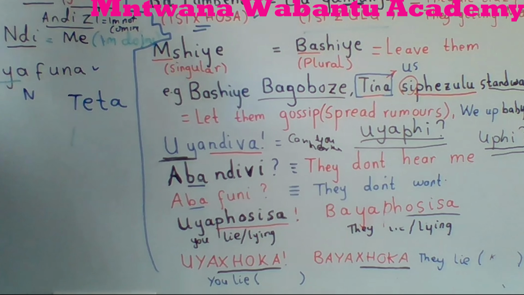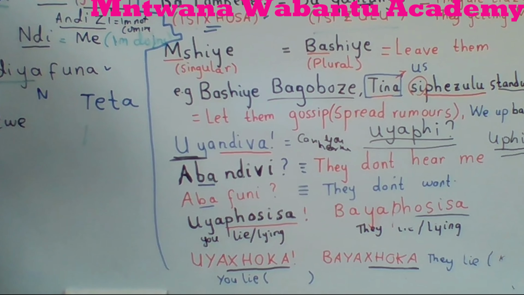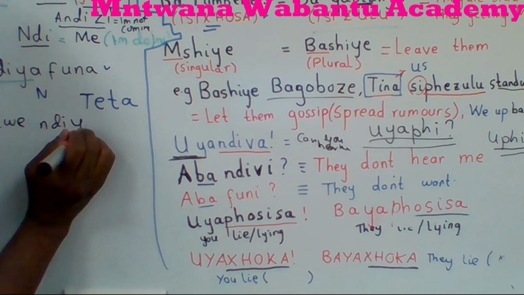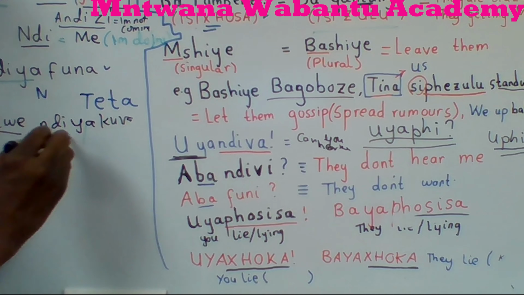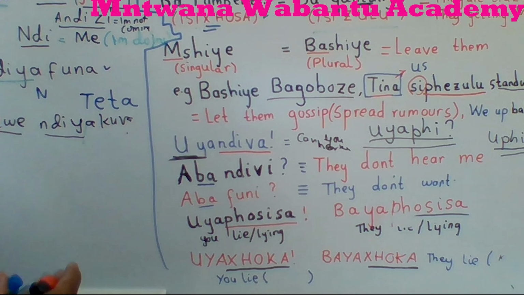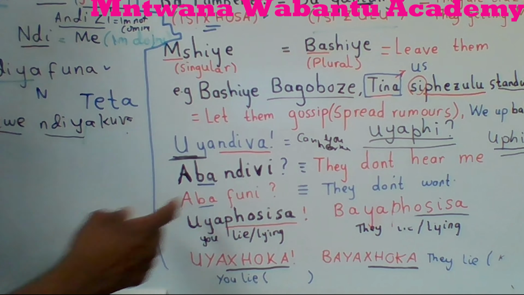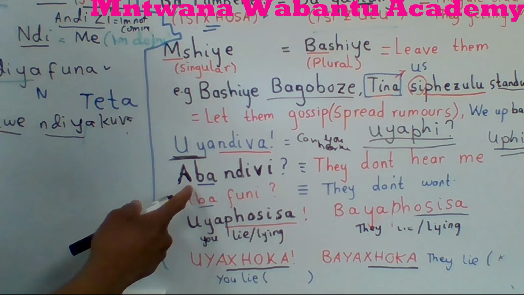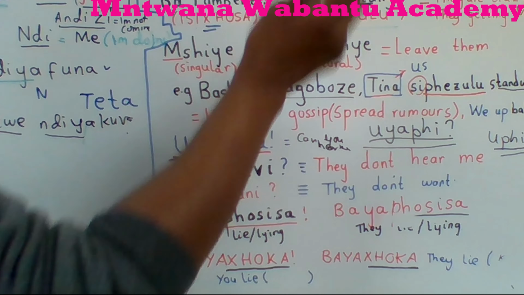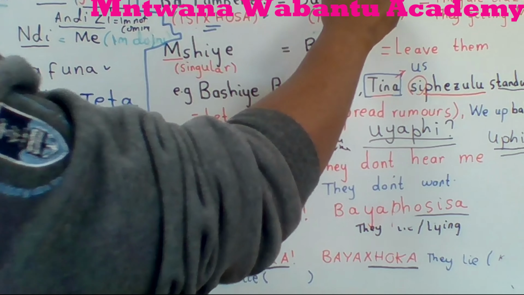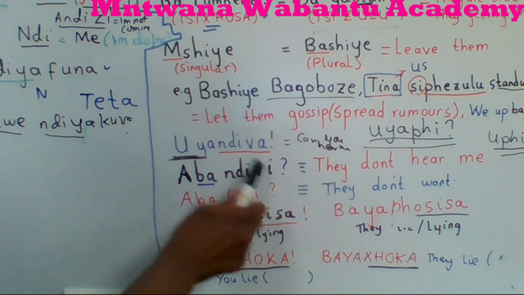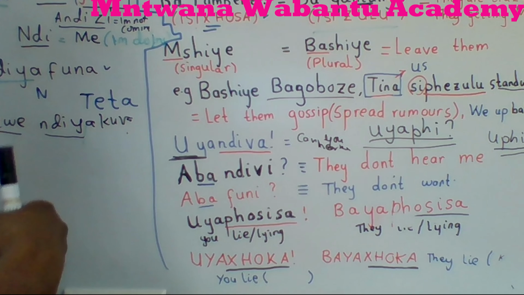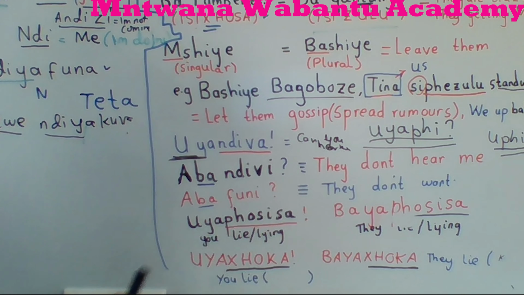Ewe ndiyakuva. Yes, I can hear you. Can somebody try here? Ewe means yes. Ndiyakuva, I can hear you. Uyandiva, sisi? Can you hear me? Abandivi, they don't hear me. You see, aba means it's for them, for a lot of them, but if it's him or her, you use something else. Abandivi means they don't hear me. Abafuni means they don't want.